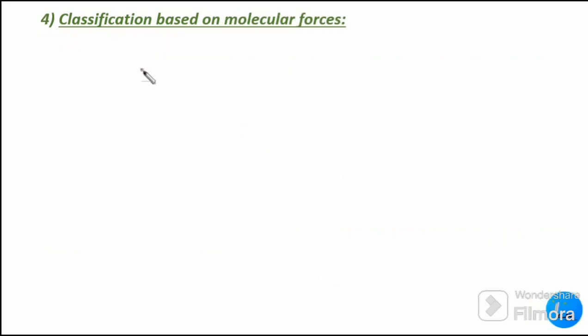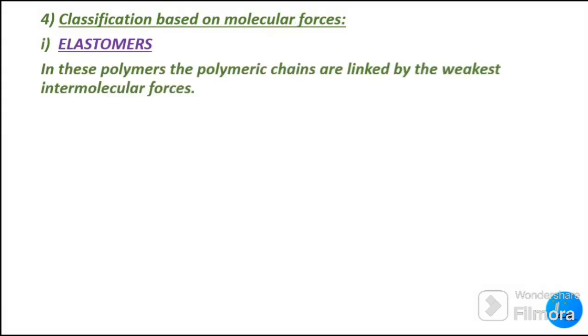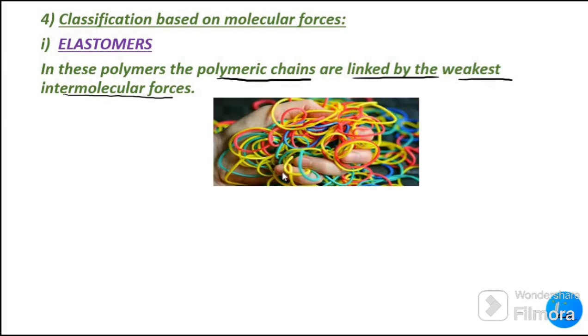Can you understand? And the last type of classification is classification based on molecular forces. Under this category, the first one is the elastomers. In these polymers, the polymeric chains are linked by the weakest intermolecular forces. Let me give some examples. Rubber band is an example for this elastomer. Coming to the properties, due to the presence of these weakest intermolecular forces, these elastomers can be stretched.